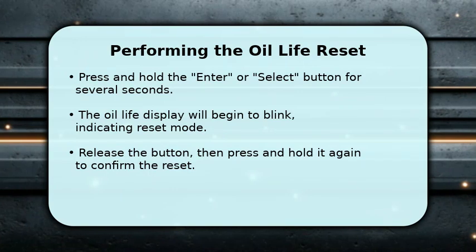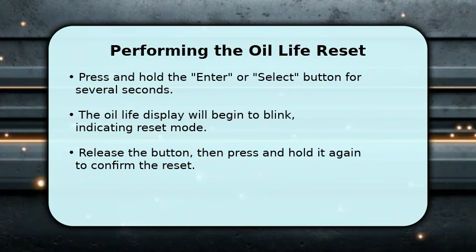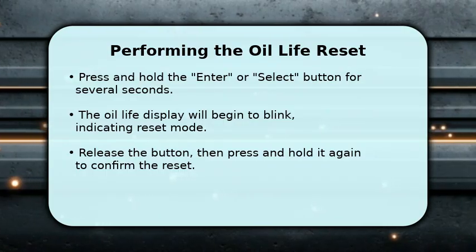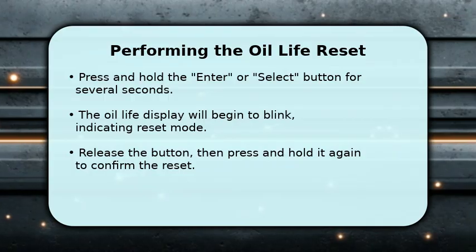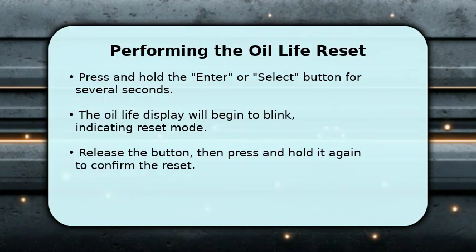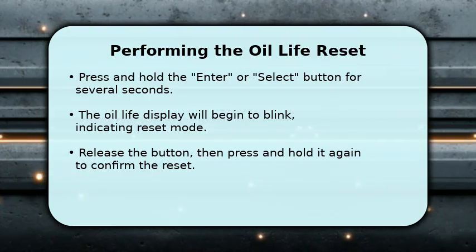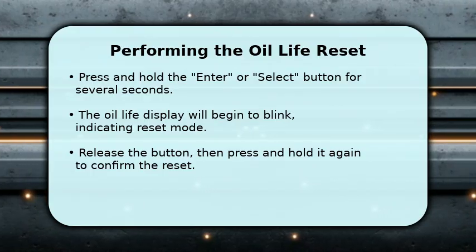Once you've found the oil life display, press and hold the Enter or Select button, usually found on your steering wheel, for about 10 seconds. You'll notice the oil life percentage start to blink, confirming you're in reset mode. Release the button briefly, then press and hold it one more time until the oil life display changes to 100%. This action completes the reset.